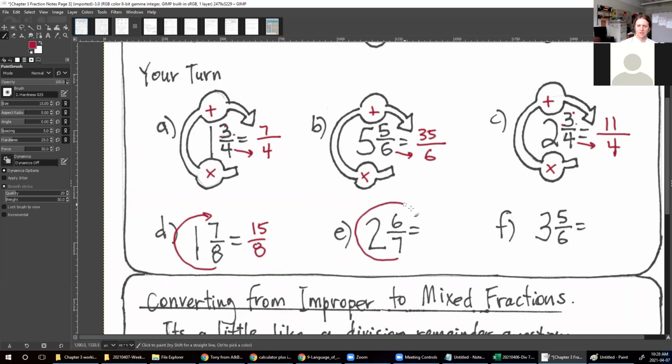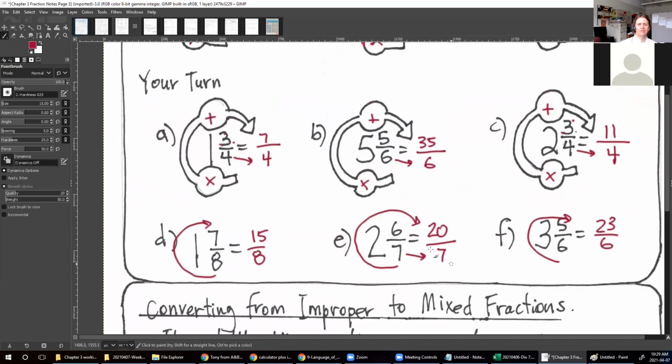I'm going to do the same thing here with the arrow. 7 times 2 is 14. 14 plus 6 is 20. And the bottom number stays the same. And lastly, I have 6 times 3 is 18. 18 plus 5 is 23, I hope. If I make a mistake, please roast me in the chat. Okay.